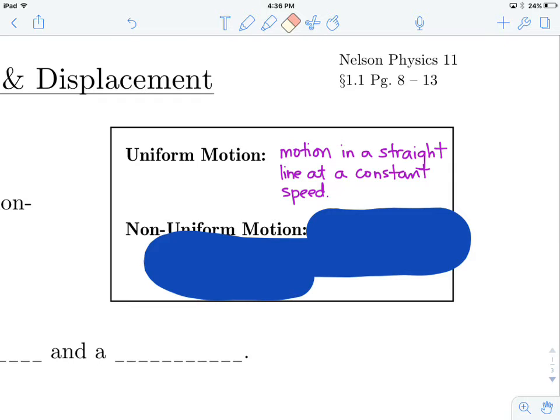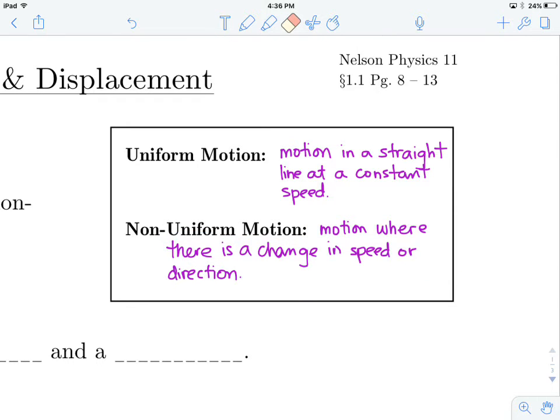Okay, non-uniform motion, in contrast to that, is motion where there is a change in speed or direction. When we did the inquiry activity with the cart, you would have seen that the physics cart had constant speed, right? That was constant motion, straight line for the most part, and a constant speed. Whereas the pullback car had an increasing speed, which is different. So those are two very different types of motion.